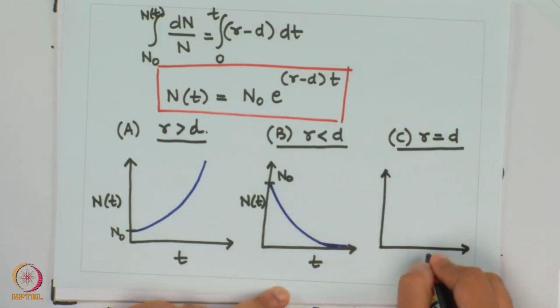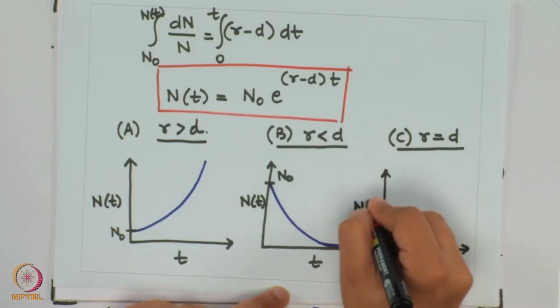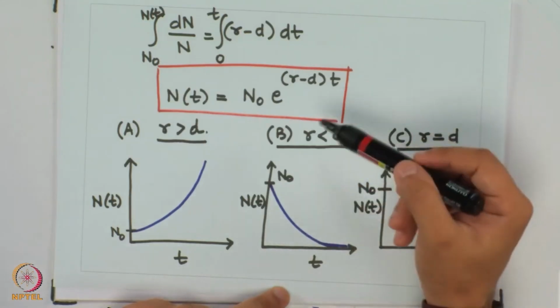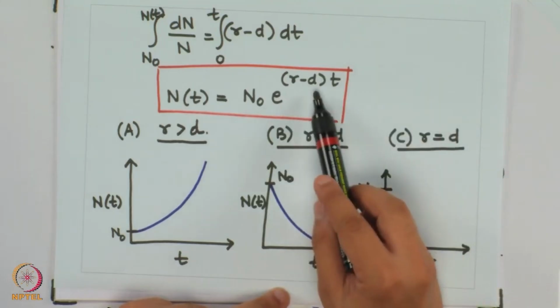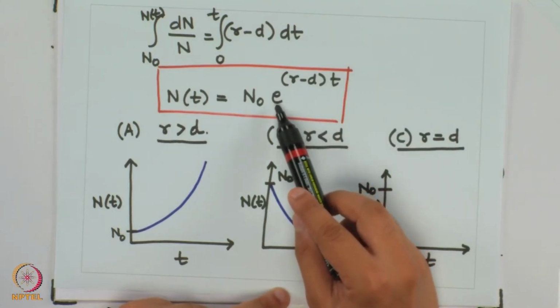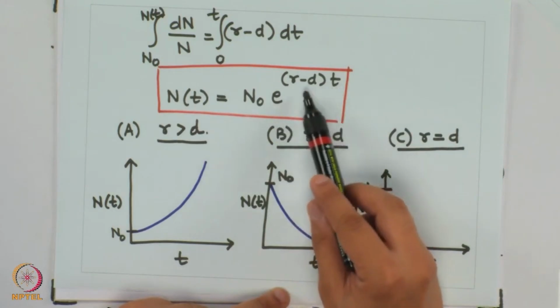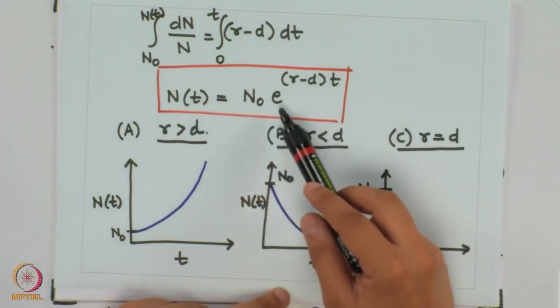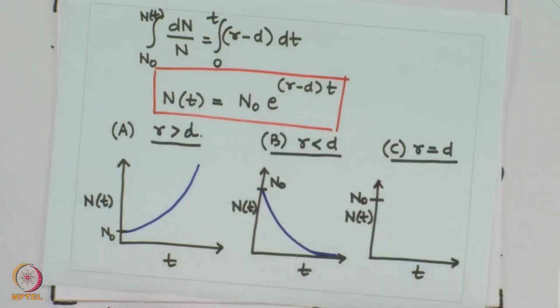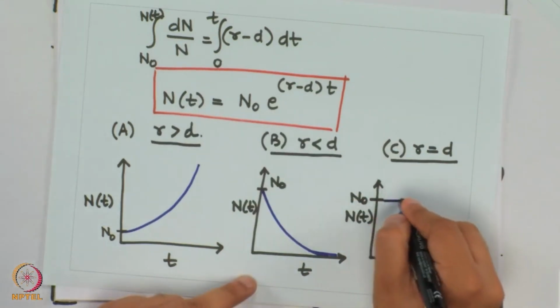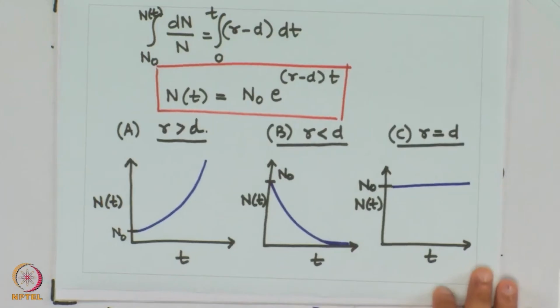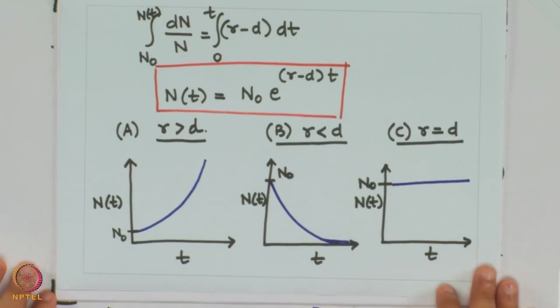And we do the same plot again, t versus N(t). We start with N naught number of bacteria, and if we mathematically look at this, if R is equal to D, we get exponent e to the power 0 here, 0 times t is again 0, e to the power 0 is 1, N(t) remains at N naught into 1 at all times, which means the number of bacteria stays constant. So you can have these three scenarios associated with growth when you incorporate death into account.